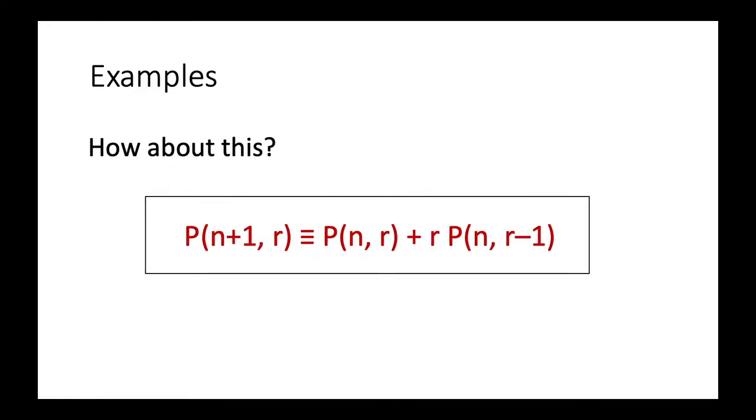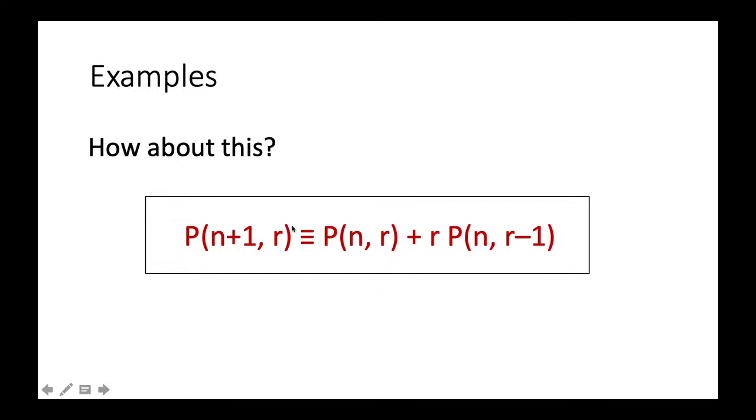Now let's take a look at this one. This is something that I just came up with now, so please help me double check whether it is correct. Here we are saying that the number of permutations P(n+1, r), where we have n plus 1 objects to select, select r of them and then make an arrangement, is always the same as P(n, r) plus r times P(n, r minus 1).